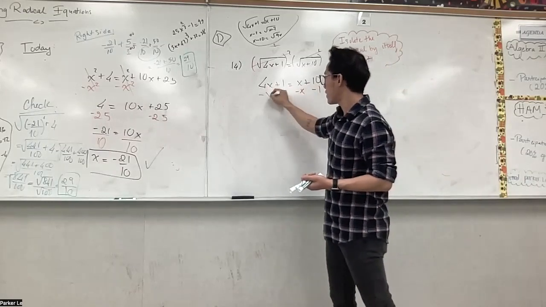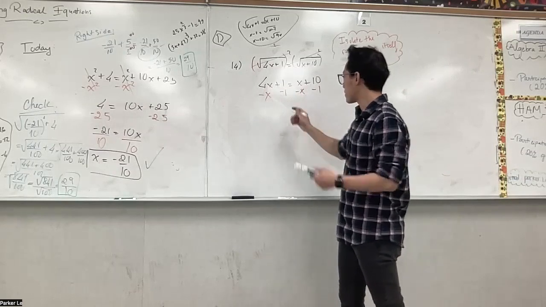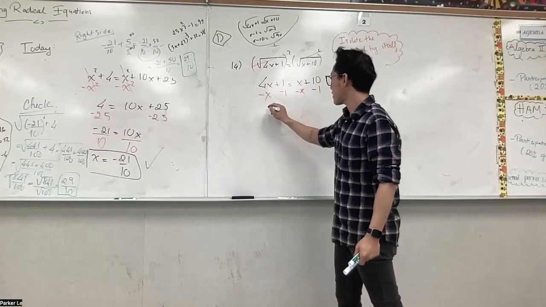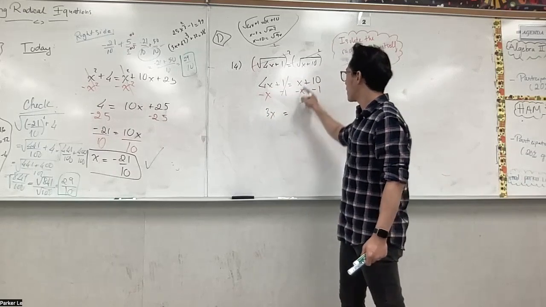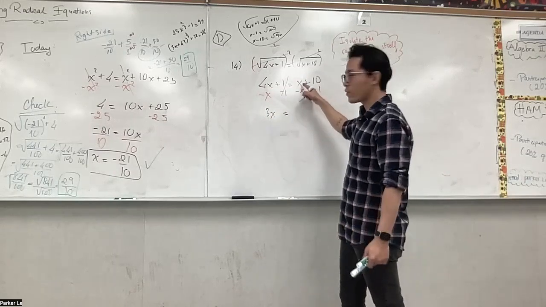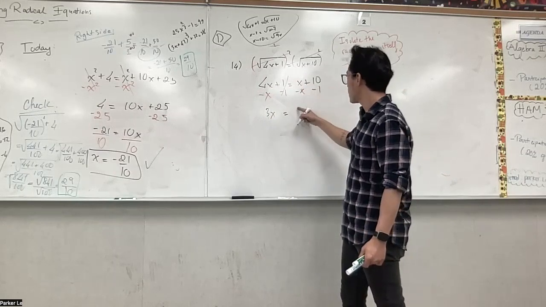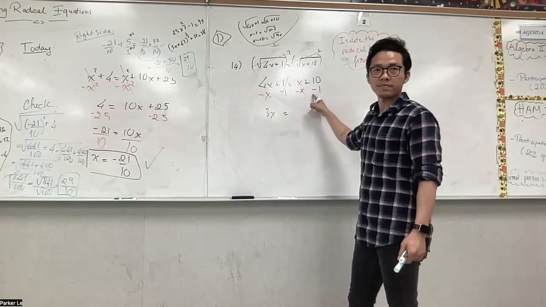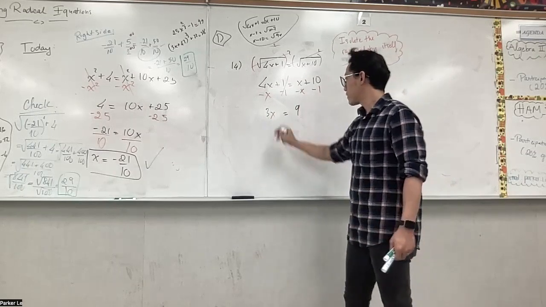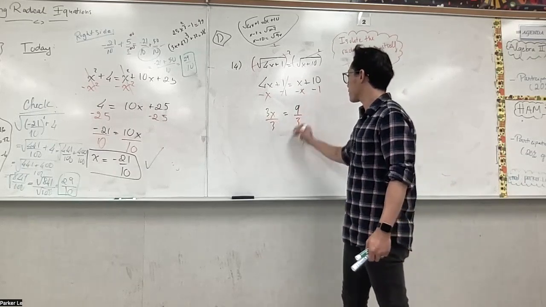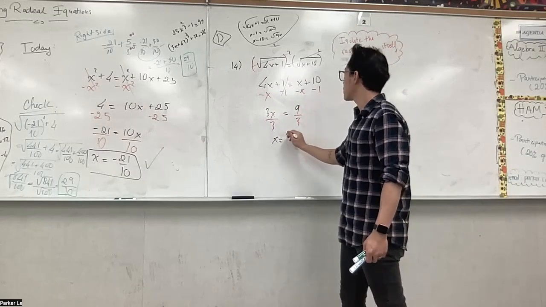I will do it in one shot. So 4x minus x is 3x. 1 minus 1 is 0. X minus x is 0. What is 10 minus 1? 9. Now what next? Divide by 3. X equal to 3.